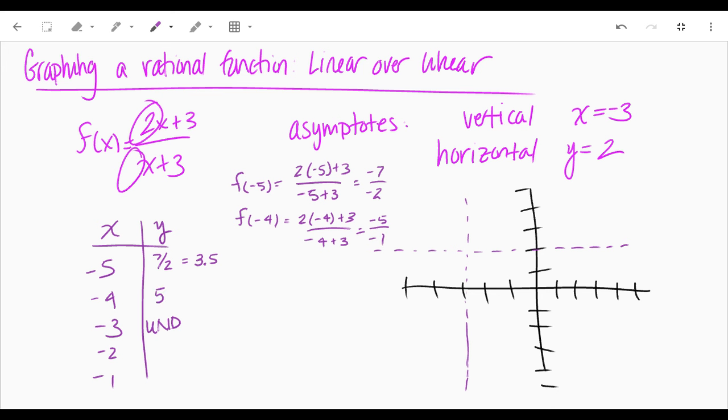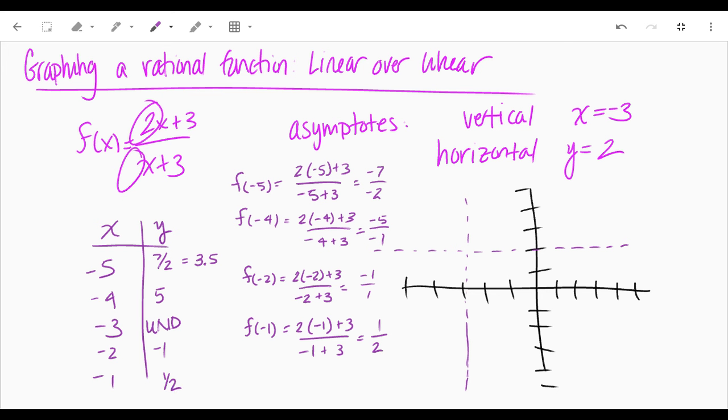Okay. f of -2 will be (2 times -2 plus 3) over (-2 plus 3). So I have -4 plus 3, which is -1, and -2 plus 3 is 1. So that's -1. And then f of -1 will be (2 times -1 plus 3) over (-1 plus 3). So we have -2 plus 3, which is 1, and -1 plus 3, which is 2. So we have 1/2.